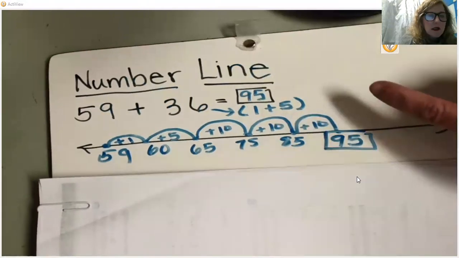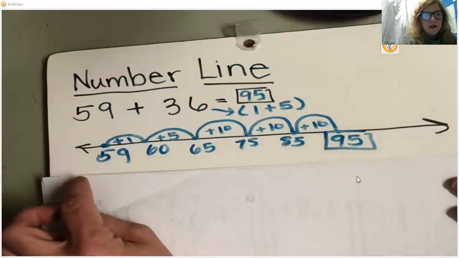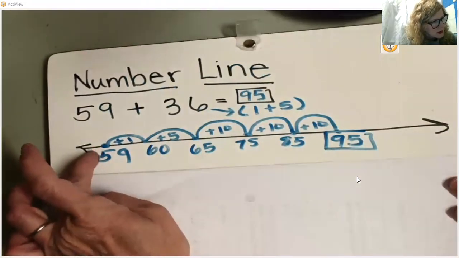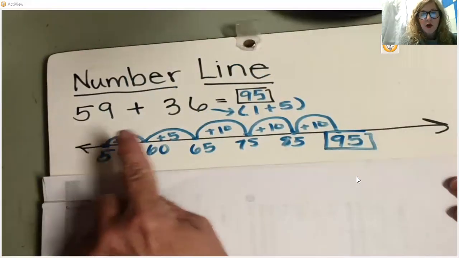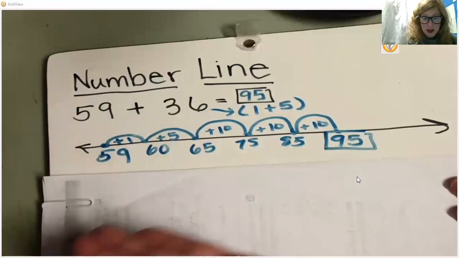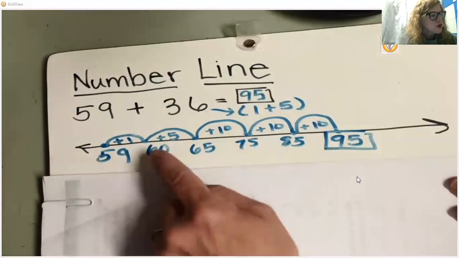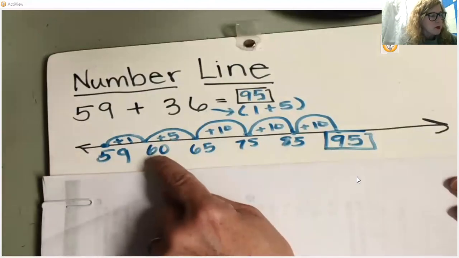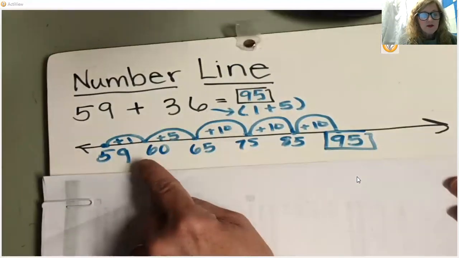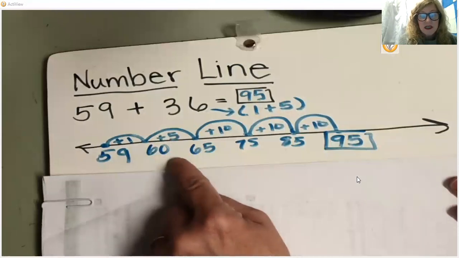Okay, so with 59 plus 36, I started at 59, because it is the bigger of the two numbers. And because it's addition, we can change them around and have turnaround facts. So I went up to the next number. I decided to add the ones, and I went up to the next number that ended in a 5 or a 0, and it would be 60.